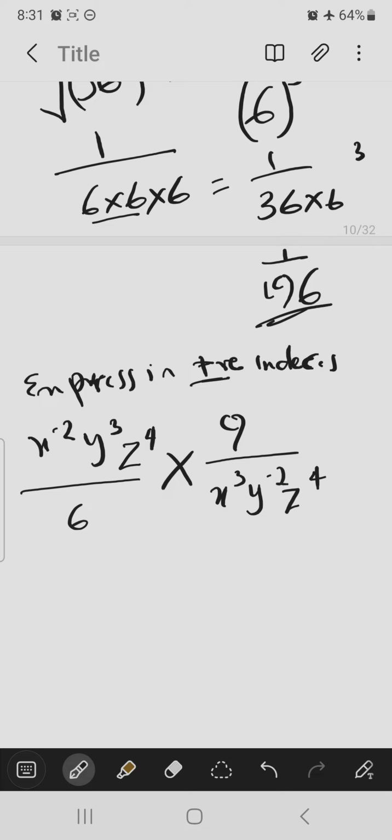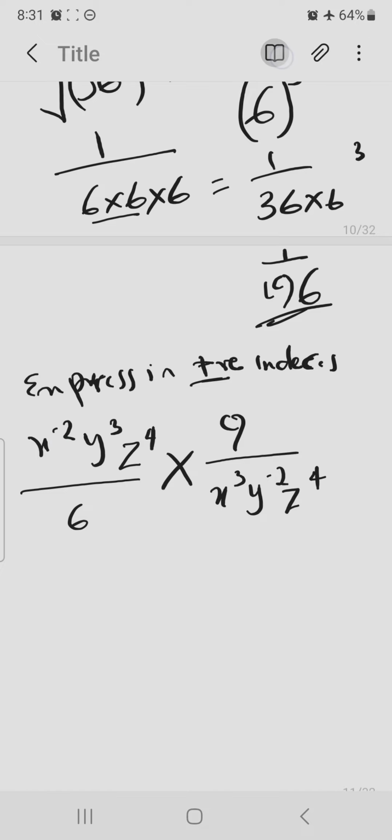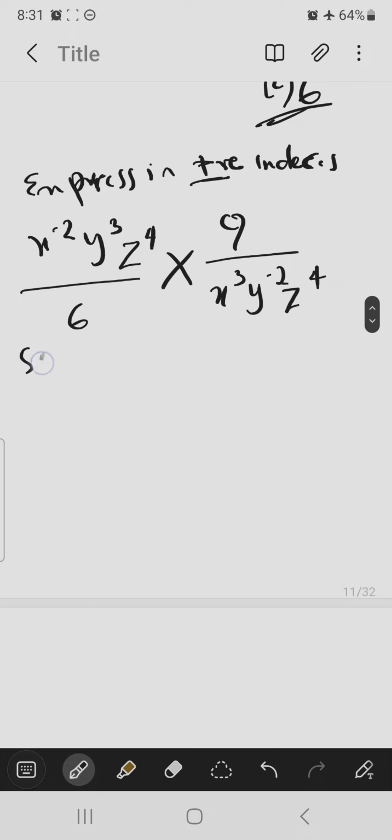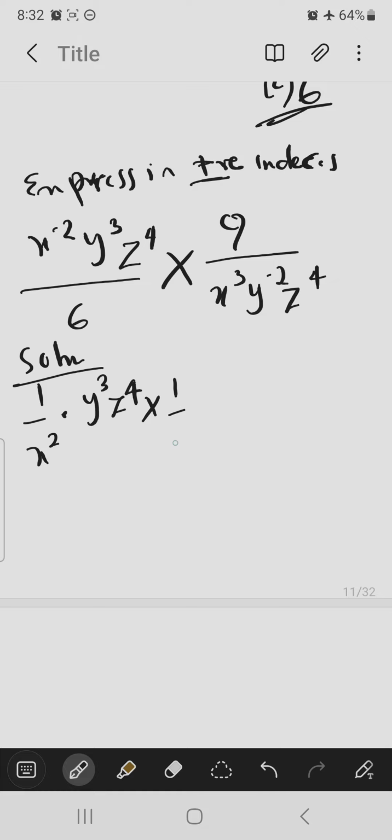Now, when you want to do this type of question, this is multiplication, and you have x raised to power minus something here. Just look at it like this. There's a solution. This one is going to be 1 over x square multiplied by y cube, z raised to power 4, multiplied by 1 over 6. Now multiplied by 9 over x raised to power 3 multiplied by 1 over y square multiplied by z raised to power 4.